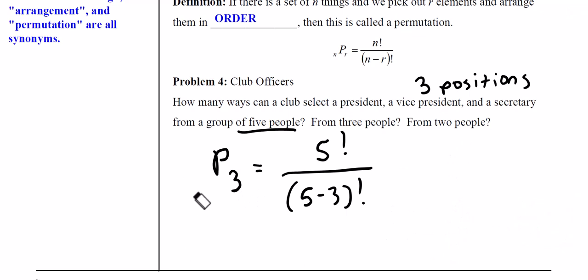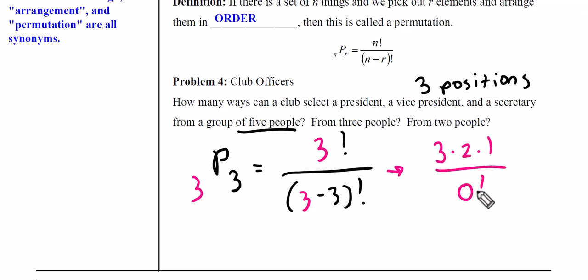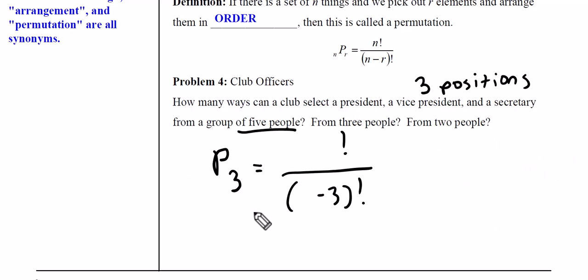What about if there are only 3 people? Well, that changes things, right? To 3 and 3. And we get 3 times 2 times 1 on the top. 3 minus 3 is 0 factorial, but remember, by definition, 0 factorial is 1. So there are 6 ways. If I have 3 people, there are 6 ways to arrange them to be president, vice president, and secretary.